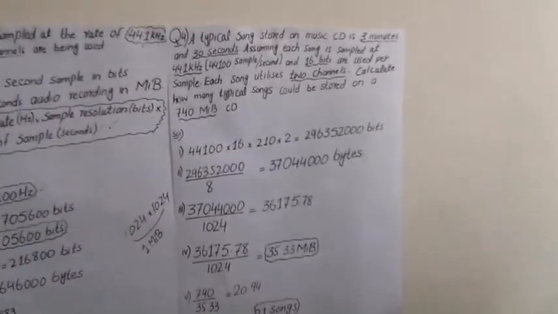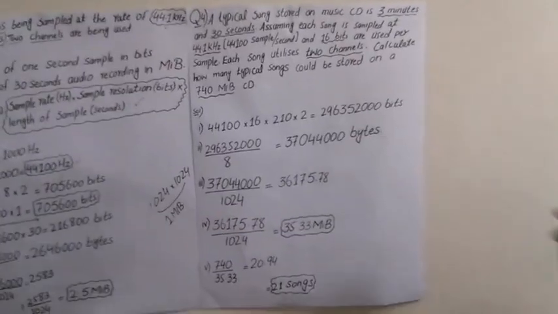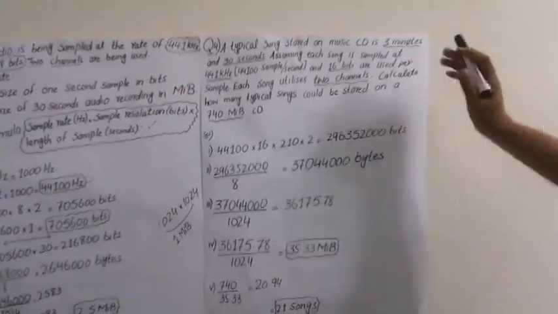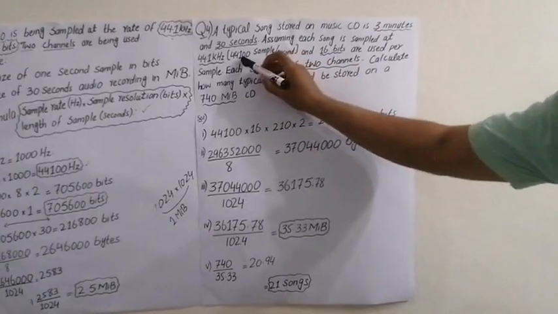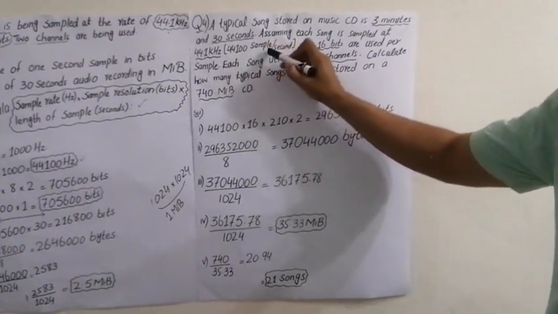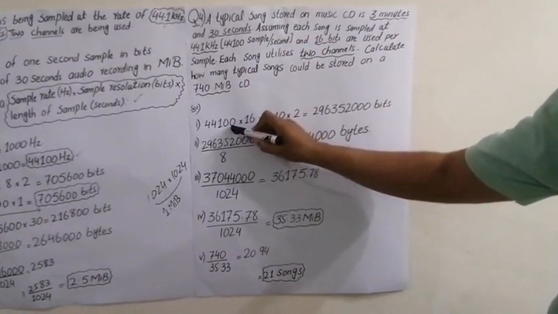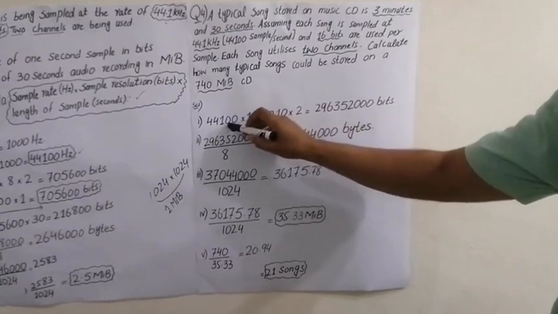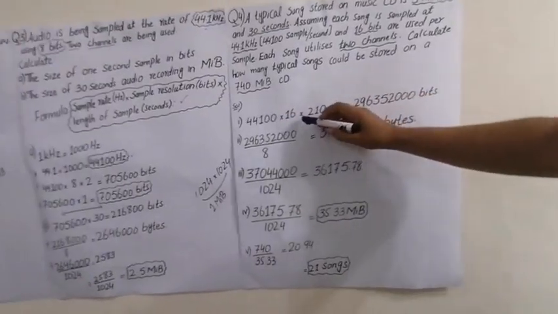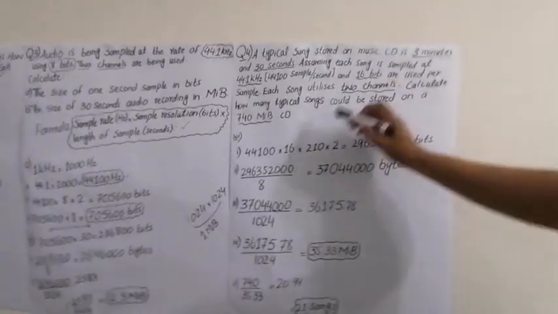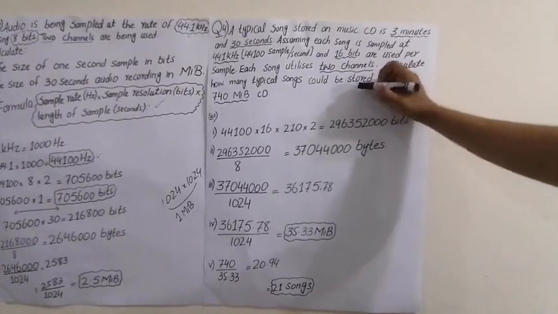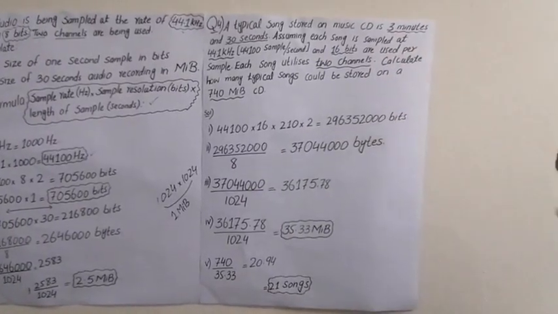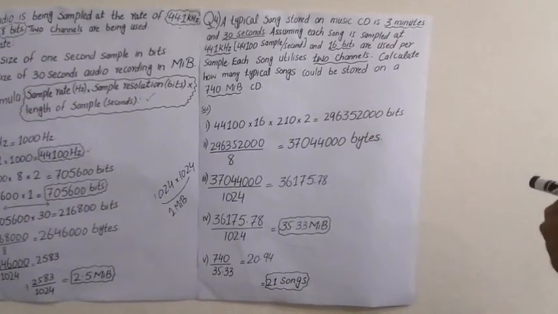Let's move to question number 4, the last question of this activity. Here we have to use that same formula. We have the same things which we have to find. Here, as you can see, the value is already given in hertz, so there is no need to do that conversion from kilohertz to hertz. The sample resolution in this question is 16 bits. Then we have to convert the time, that is given in minutes, into seconds according to the formula.